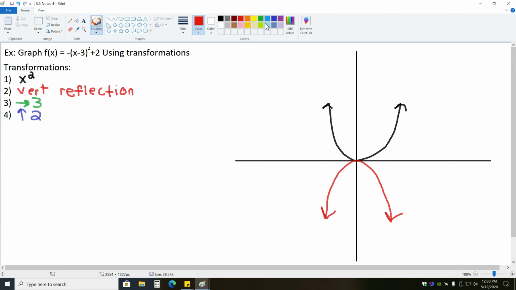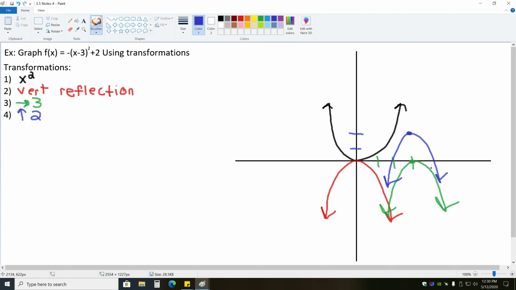And now we need to shift it to the right 3. So 1, 2, 3. We'll take our x-intercept and move it here. And now redraw the last graph that we had. And finally, we shift up 2. So we'll go up 1, 2. We'll take that last point that we had, redraw it, and then redraw that same U shape we had before.